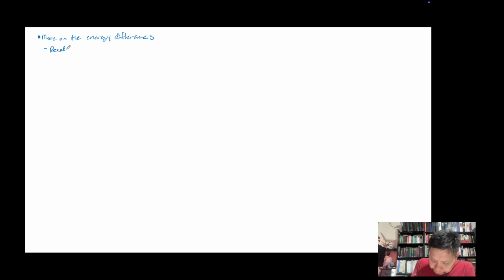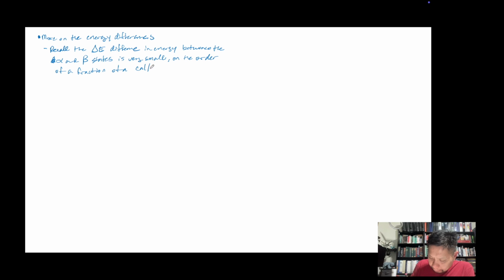So recall that delta E, or the change in energy, the difference in energy between the alpha and beta states, is very small, minuscule, right? On the order of a fraction of a calorie per mole.